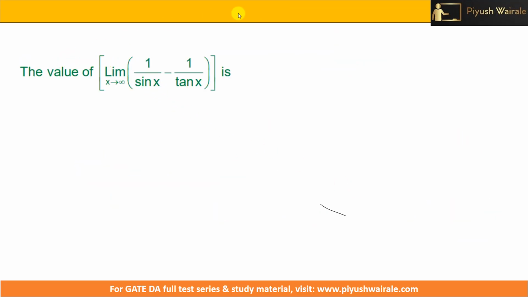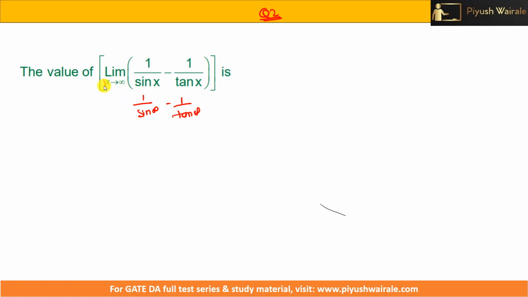Okay, now let's try to solve question number 2, right? Limit x tends to infinity, 1 by sin x minus 1 by tan x, right? So the first thing is to just try to put in the limit and see what we are getting. If I put in the limit, we will get 1 upon sin infinity minus 1 by tan infinity, right? So this does not exist, it is a trigonometric function.